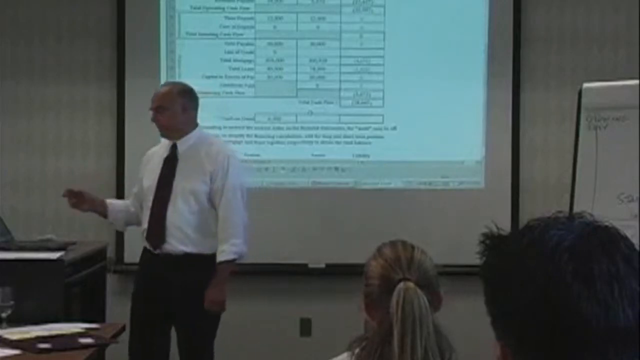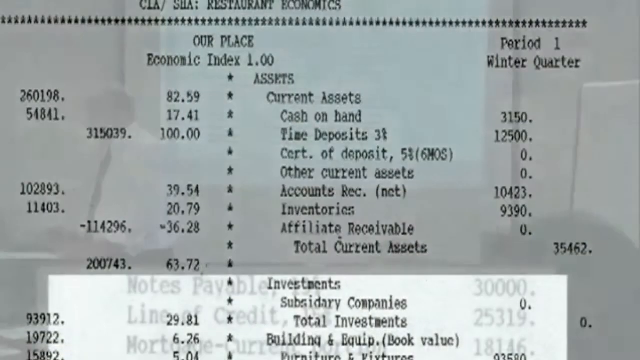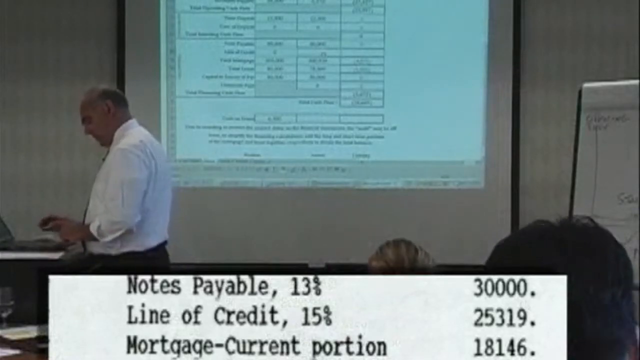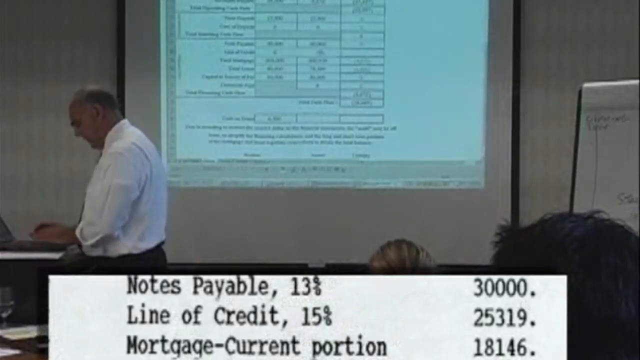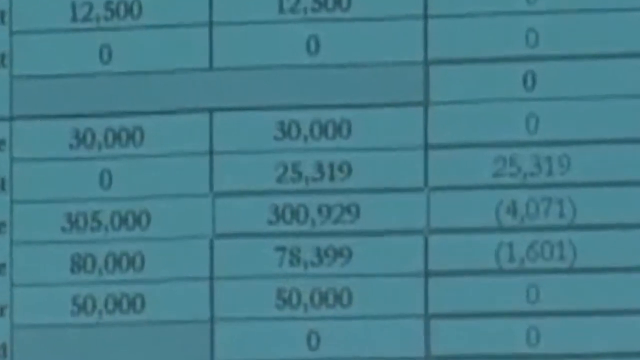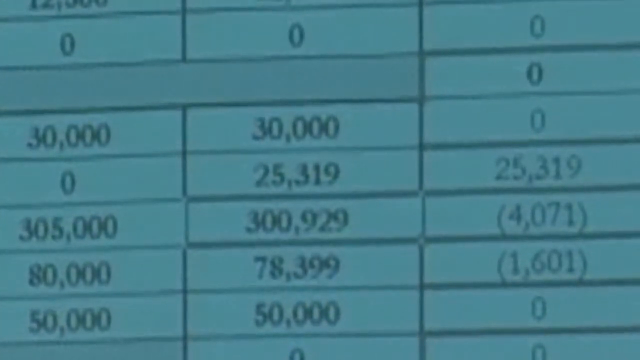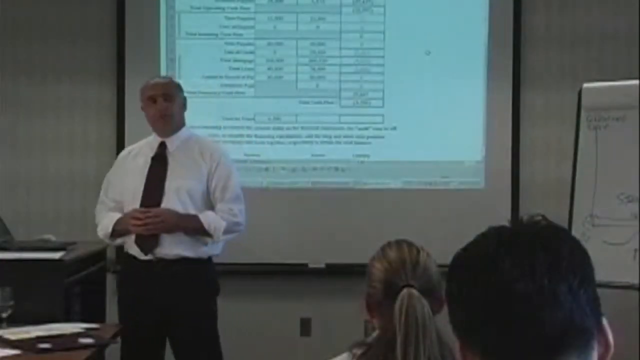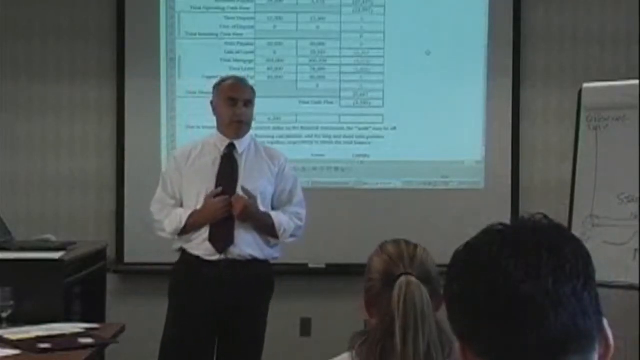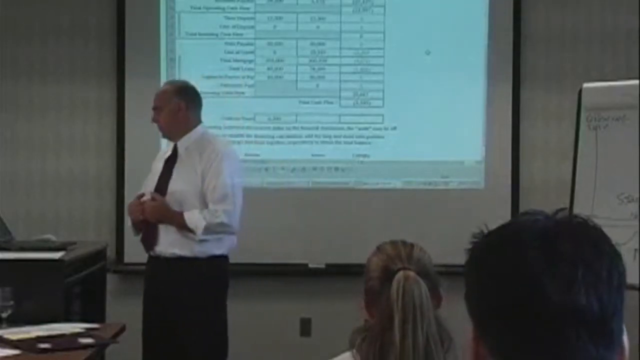The line of credit. So if we look at the line of credit ending balance at the end of the first period, we find that the line of credit balance was $25,319. It's a liability account. It was 0 at the beginning of the quarter. It's $25,319 at the end of the quarter. It was a source of cash, fortunately for our place.